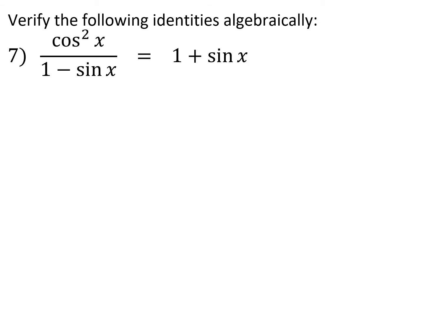Okay, we have another verify the identity. There aren't that many of them on the test, but it's nice to work it out. This one has two different ways. I could do the conjugate thing again, or I could change my numerator. I am going to show you changing the numerator. There is an identity that says cosine squared x is equal to 1 minus sine squared x. So I am going to substitute that into my numerator here.